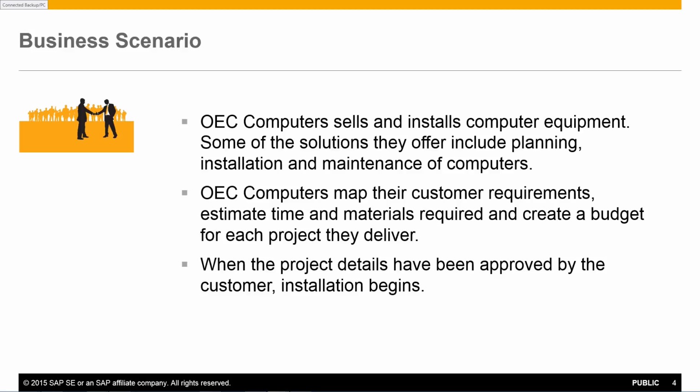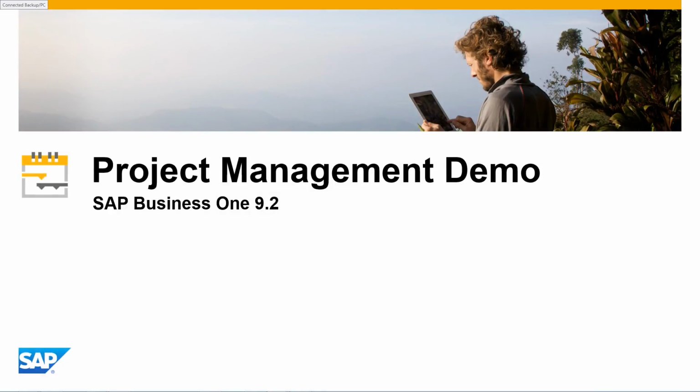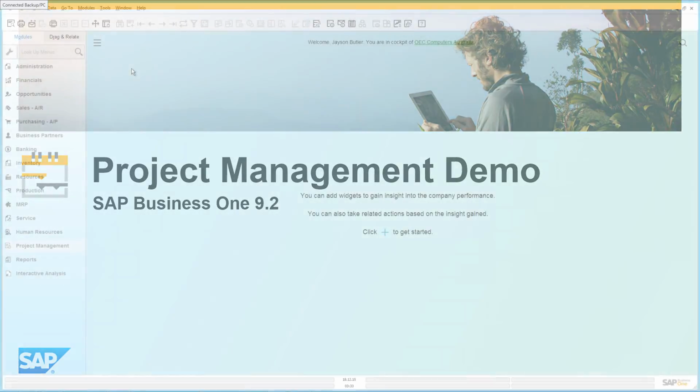OEC Computers map their customer requirements, estimate the time and materials required, and then they create a budget for each project they deliver. When the project details have been approved by the customer, installation begins. So let's now see how we would execute this project activity in SAP Business One Release 9.2.